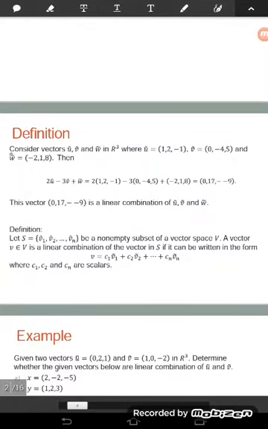So definition, consider vectors u, v and w in R3 where u is equal to this one and v equal to this one and w is this one. So then 2u minus 3v plus w which is equal to this one. Okay, so sama dengan yang ni, 2 times 1, 2, negative 1, minus 3, 0, negative 4, 5, plus negative 2, 1, 5. And the answer is 0, 17, negative 9.